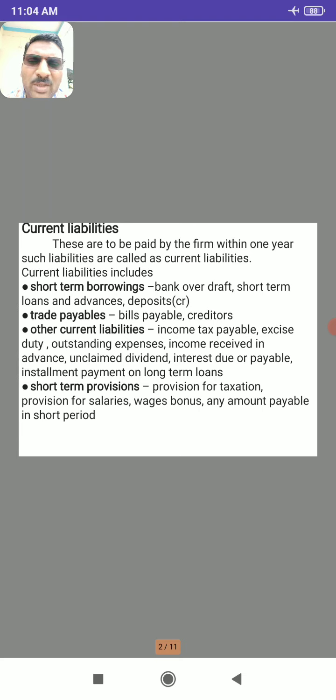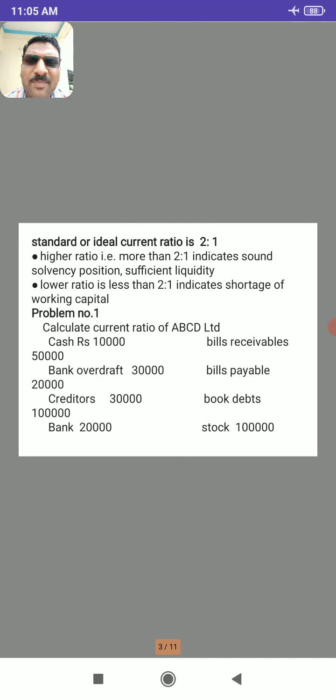It also includes short-term provisions like provision for income tax, provision for salaries, wages, bonus, and any amount payable in a short period. These are some important current liabilities, which are paid within a period of 1 year. Current assets are the assets which are converted into cash within a period of 1 year, and current liabilities are the liabilities which are paid within 1 year.